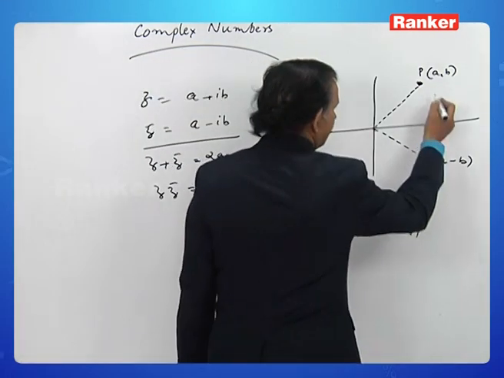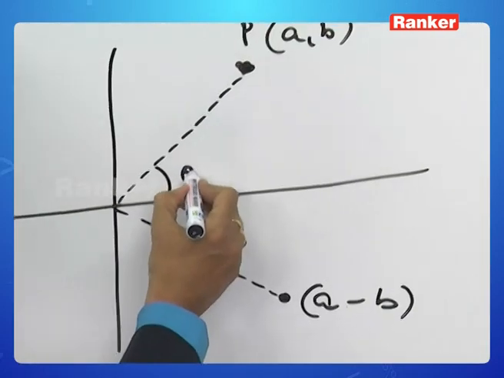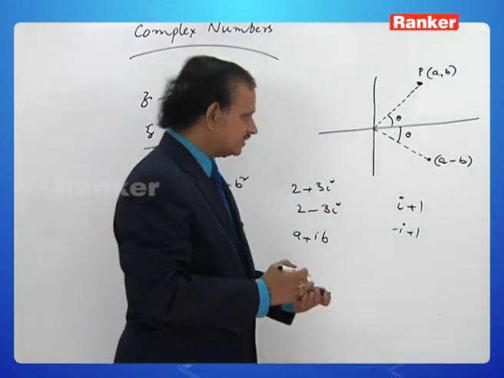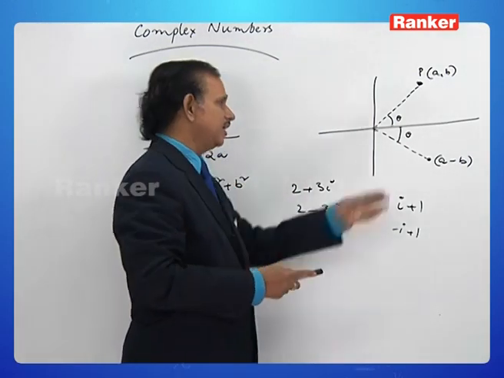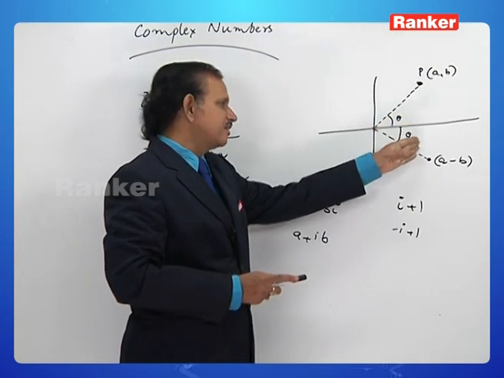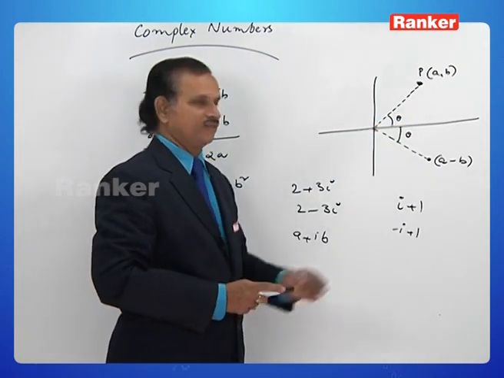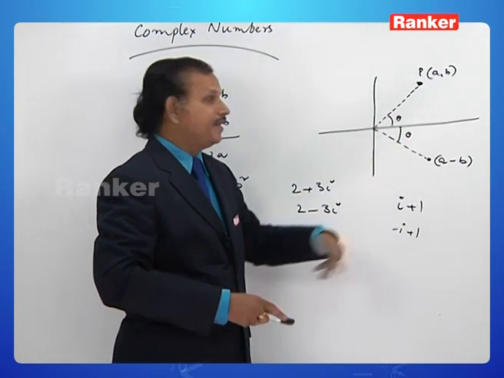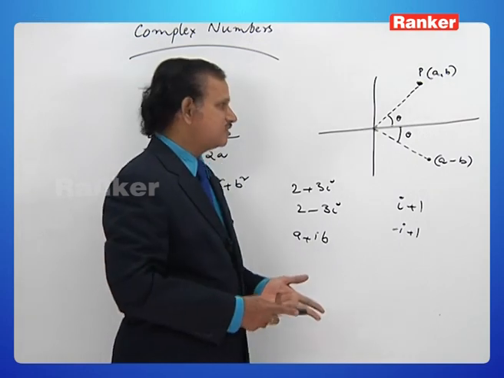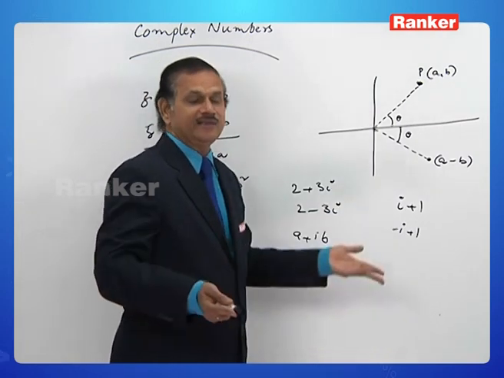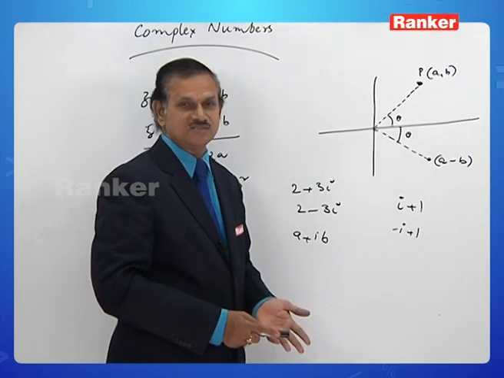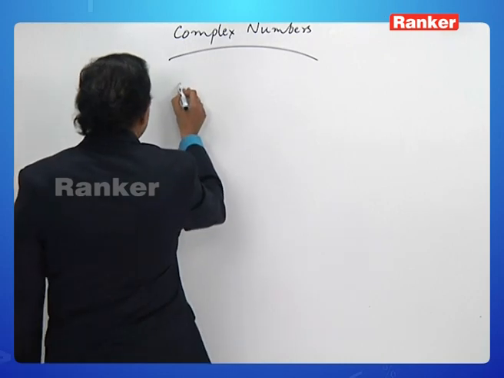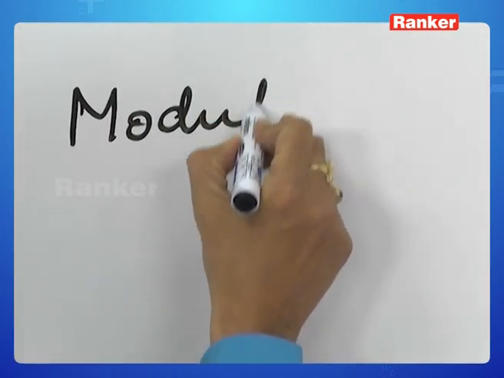Moreover, if this makes an angle theta with the x-axis, similarly the conjugate makes the same angle with the x-axis, of course in the reverse direction. It makes theta in the positive direction and theta in the negative direction. If this is some 30 degrees, automatically this will be minus 30 degrees. Now, we shall go into the details of these angles, what they are called and what their significances are. The next heading: modulus of a complex number.